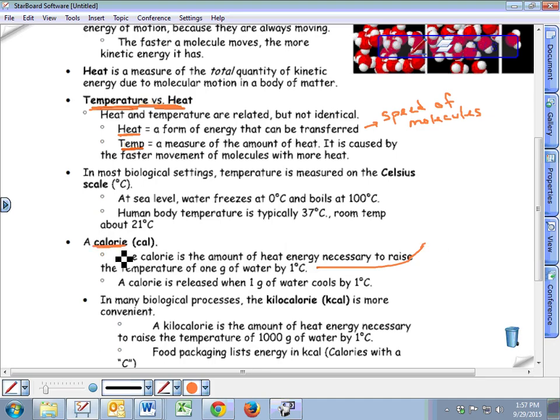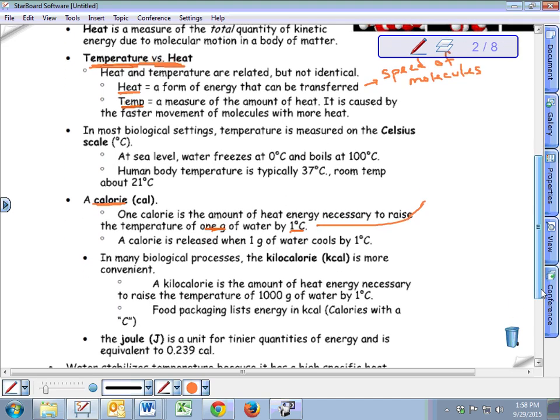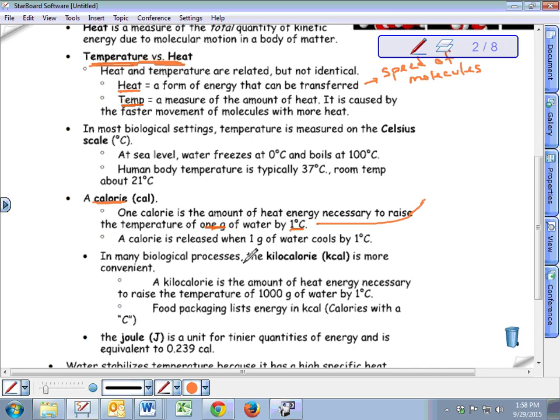This is the measure of you beating the balls with a baseball bat. A calorie is how much energy it takes to heat up 1 gram of water 1 degree Celsius. So a kilocalorie is the amount of temperature energy needed to raise 1,000 grams of water 1 degree Celsius. This is a food calorie.